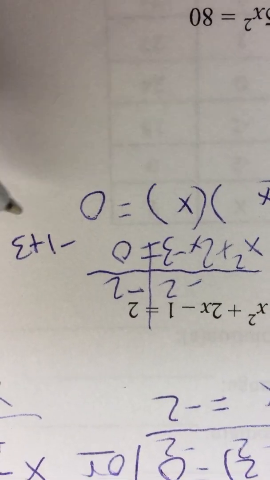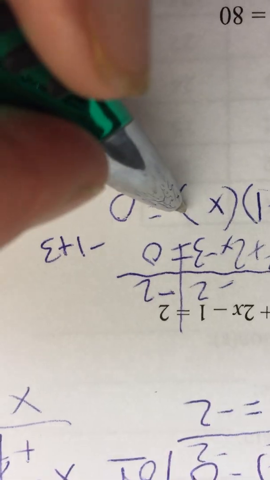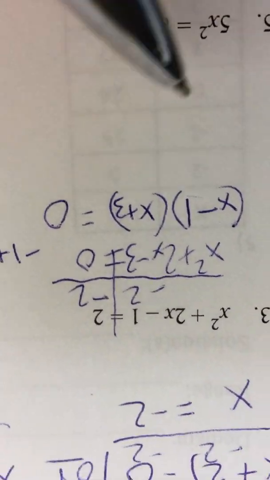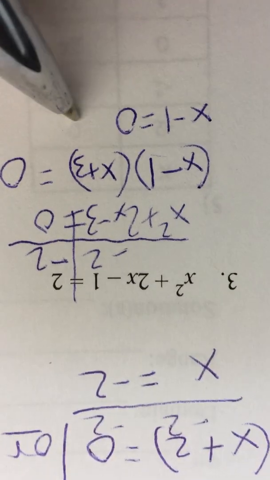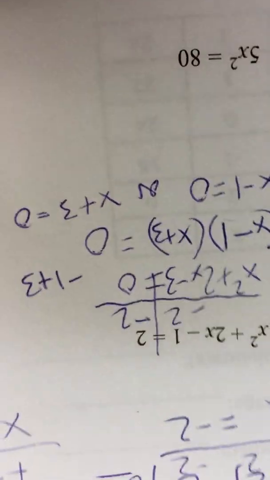If I multiply these two numbers together, I get negative 3, so that does work. It is factorable. Occasionally, you'll get one that's not factorable, and then you cannot use this technique. So either x minus 1 equals 0, or x plus 3 equals 0. It's a kind of cool little technique, isn't it?